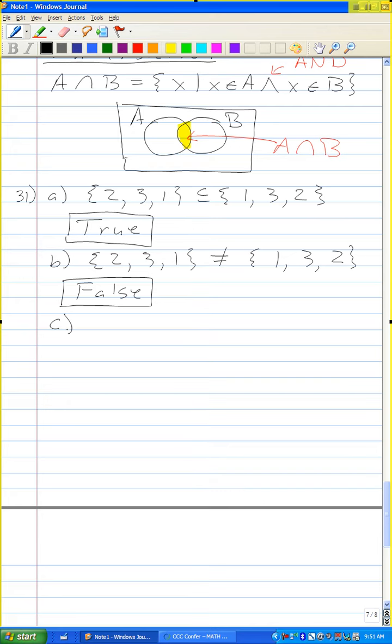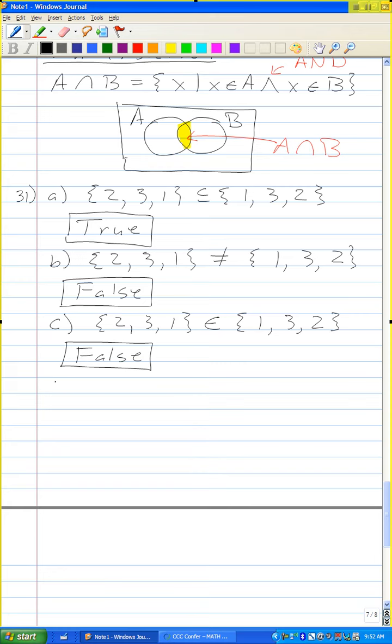C: is the set {2, 3, 1} a member of the set {1, 3, 2}? That is false, because the set {2, 3, 1} is not a member of this set. The only members of this set are the numbers 1, 3, and 2, not this set.